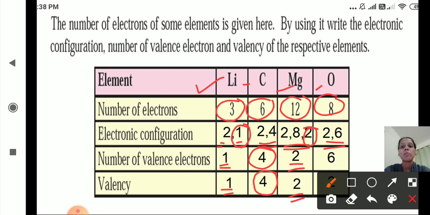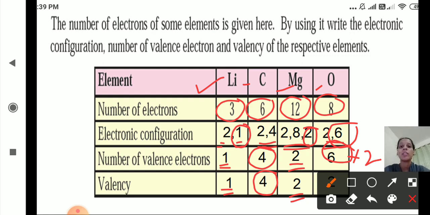Now the next one is oxygen. What is the number of valence electrons? 6. Why? Because in the outermost shell there are 6 electrons. Now what is the valency of oxygen? The valency of oxygen is 2. Why? Because in the outermost shell there are 6 electrons, so how many more does it need to complete its octet? It needs 8 electrons, so 2 more. So the valency of oxygen is 2. Yes. Hope we are clear with this.